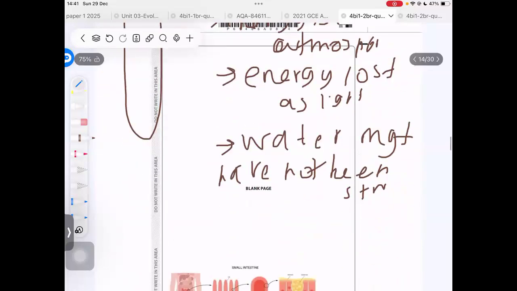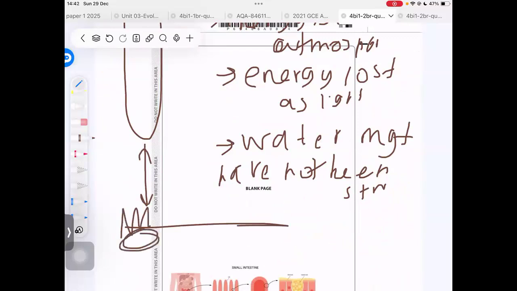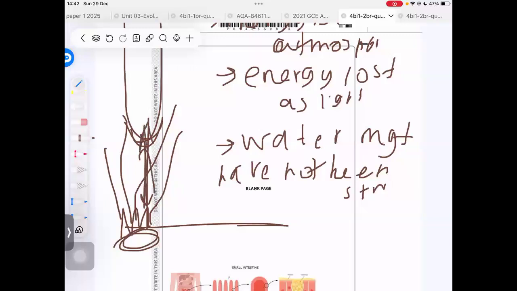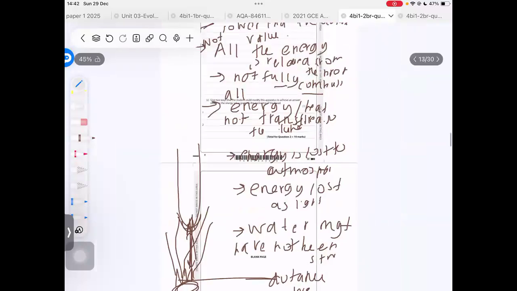Not just that, another possible thing, you can write any possibilities. They might have had a big gap between the Bunsen flame and the tube. So you can see there's going to be a big distance, so not all the heat is going to touch the boiling tube. So the distance might not have been fixed, or the distance might be too big. So due to these reasons, you can write any of those reasons.